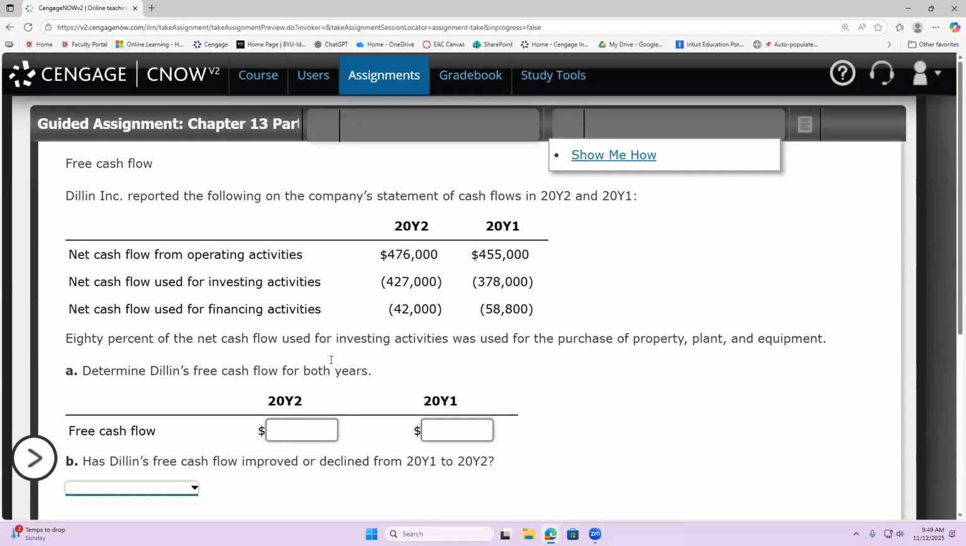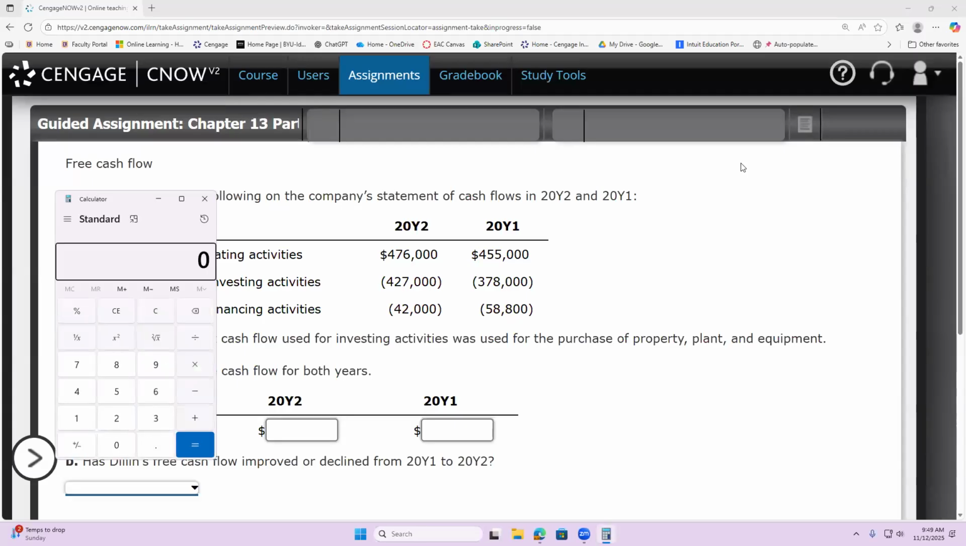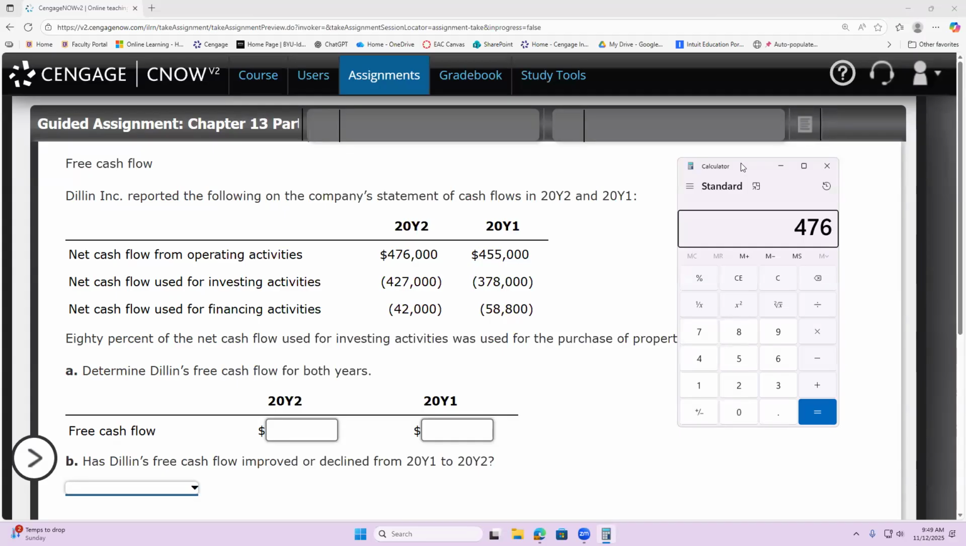All right. So our net cash flow from operating activities. And then we have our net cash flow used for investing activities. And so all we're going to do here is we're going to say the net cash flow, come here, calculator, 476,000 minus 427,000 gives me 49,000.